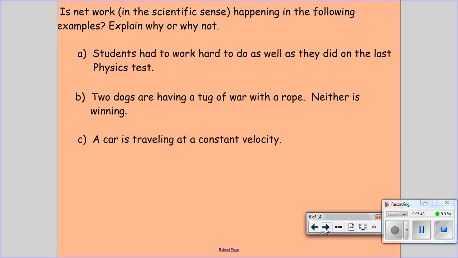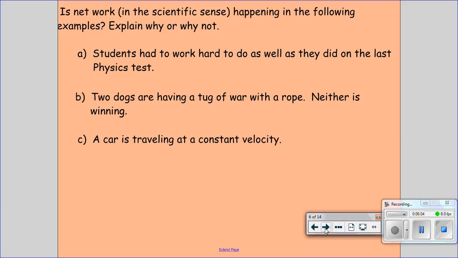B says two dogs are having a tug-of-war with a rope, neither is winning. And C: a car is traveling at constant velocity. Think about if any of these scenarios work is being done in the scientific sense. Pause the video and then come back.